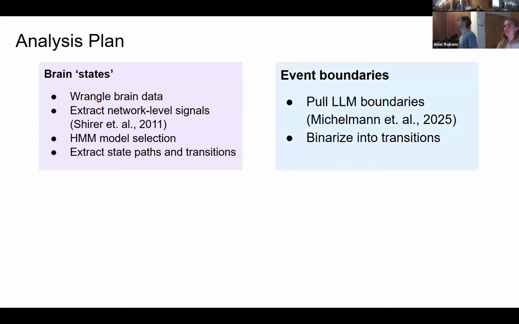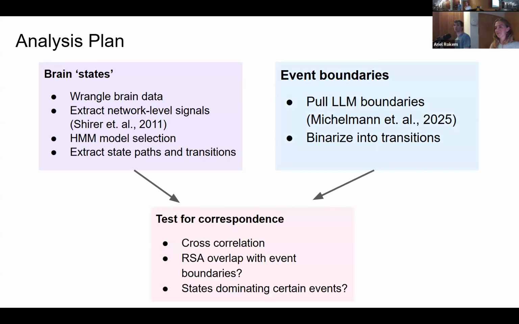And we took those LLM boundaries and binarized them, which allowed us to get to what we did for most of our time. We were basically testing if they correspond, so if these event boundaries in the text, decoded from an LLM, correspond to state dynamics in the brain activity. We did a few tests, which we'll get into.